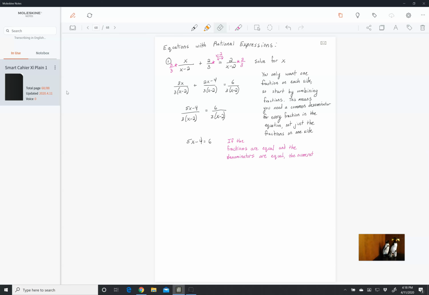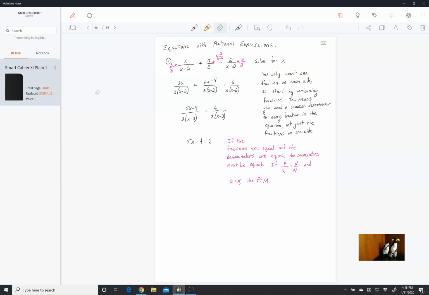We are not canceling the denominators. We're ignoring them for now, okay? Symbolically, we're saying if P over Q is equal to M over N, and Q is equal to N, then P equals M. So if you like things written in a very brief mathematical way, this is what we're saying. Okay. And now we just have this really nice linear equation to solve.